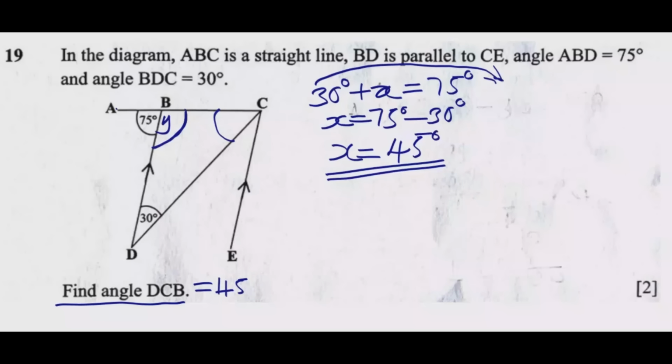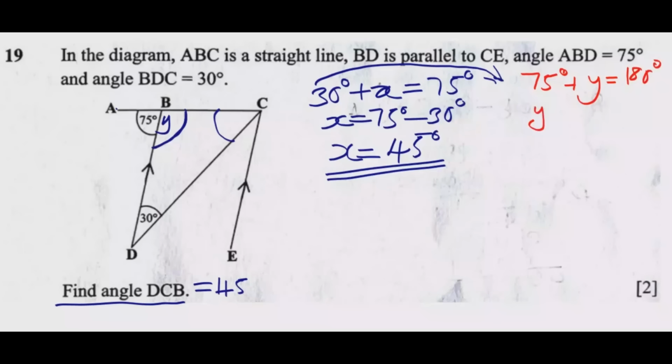To find the value of angle y, we are going to use the property that angles on a straight line add up to 180 degrees. Therefore, we can say 75 degrees plus y is equal to 180 degrees.